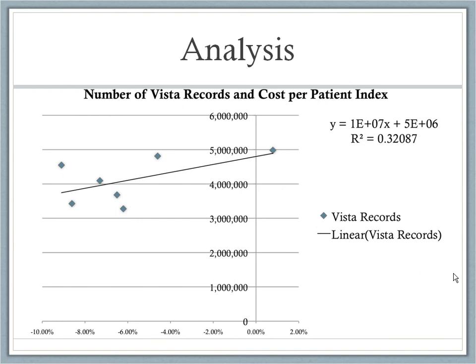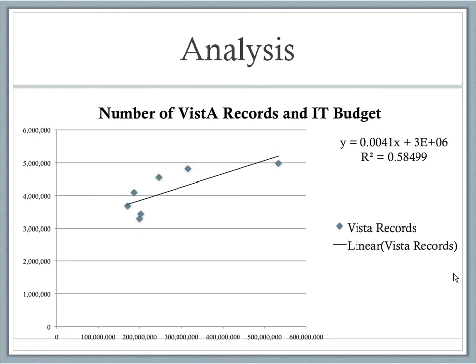Here, we look at the correlation between the number of VISTA records and the Cost Per Patient Index. The relatively low number of 0.321 shows a minimal relationship between the two. The final graph shows the correlation between the number of VISTA records and the IT budget. The correlation is notable, but less than that between the IT budget and cost per patient index. The actual correlation is 0.585, about.